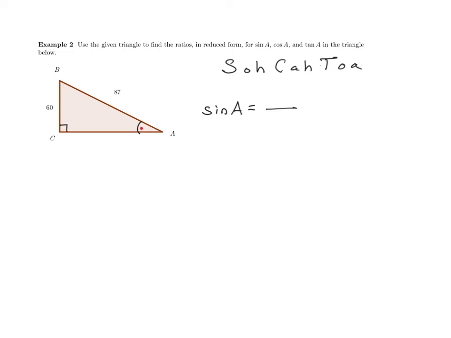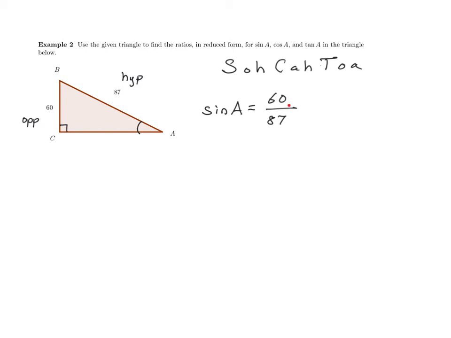And this time, the side opposite is here, which is 60. So I'll call this the opposite side. And here, 87, well, that's the hypotenuse. And we can go right to this fraction and put 60 here and 87 here. So 60 and then 87. This seems like a reasonable answer, but it's also asking for it to be in reduced form, and I'm thinking there might be a common factor between 60 and 87.